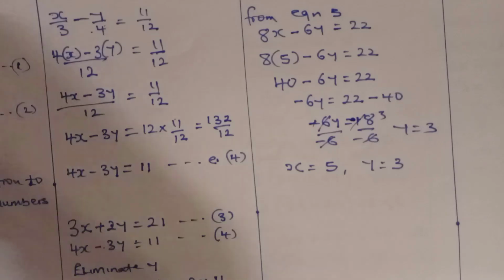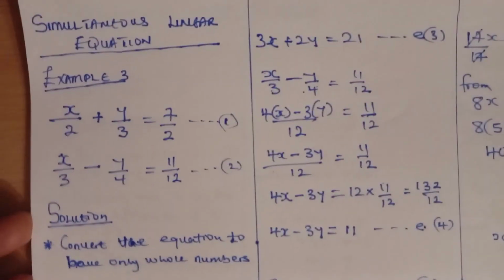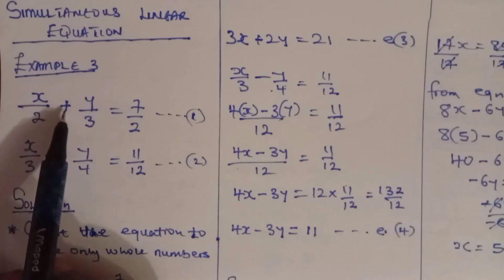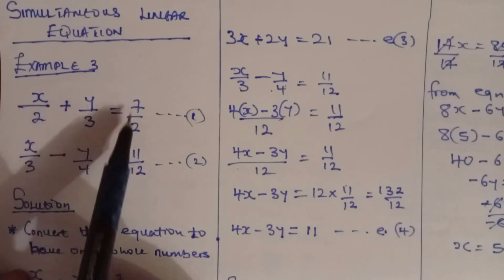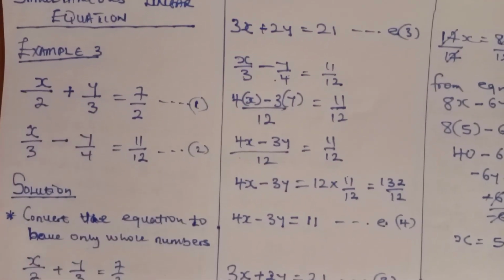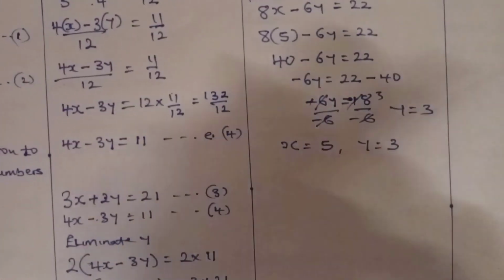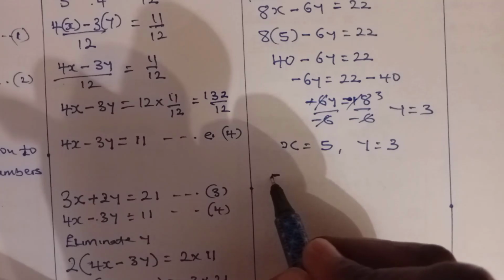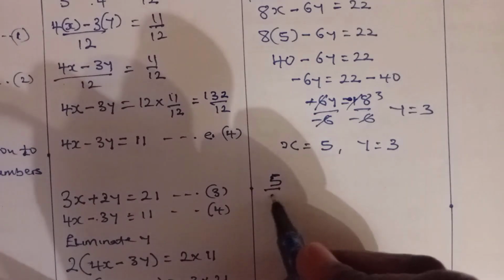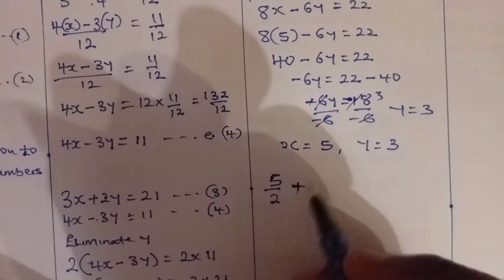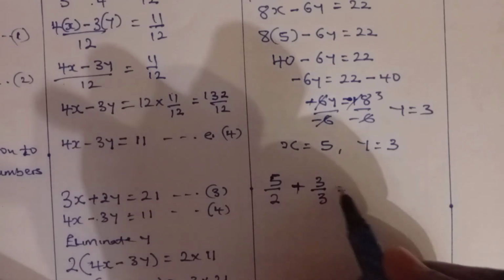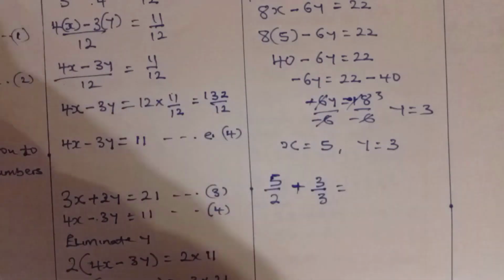So this is the solution for this very problem that seemed scary in the beginning, but now it is simple. So let's verify if our answers are correct. From the initial problem, this says x over 2 plus y over 3 is equal to 7 over 2. So let's verify. So let's say x, which is 5, over 2 plus y, which is 3, over 3 is equal to 7 over 2. So let's see.